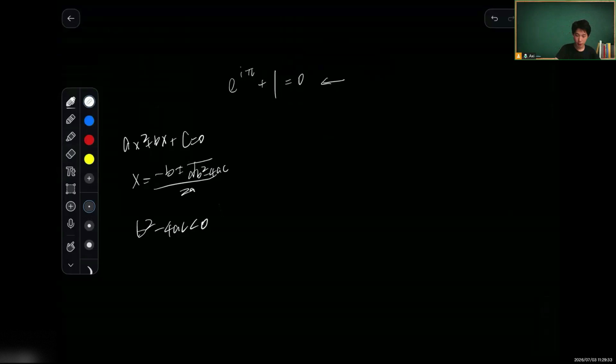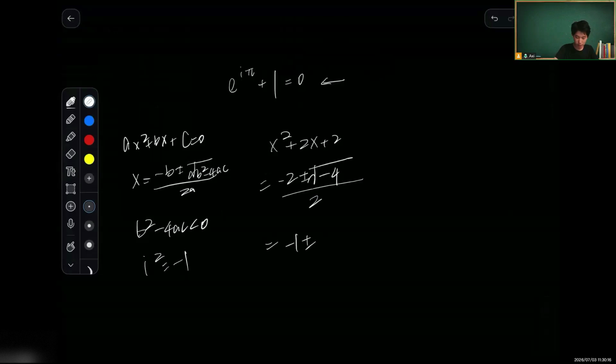But in reality, we will define something as the imaginary unit: i squared is equal to -1. This just can't happen in real numbers. Well, now we can essentially represent every possible negative square root. For instance, the equation x squared plus 2x plus 2 can be solved as -2 plus or minus the square root of -4, over 2. So that is -1 plus or minus i.